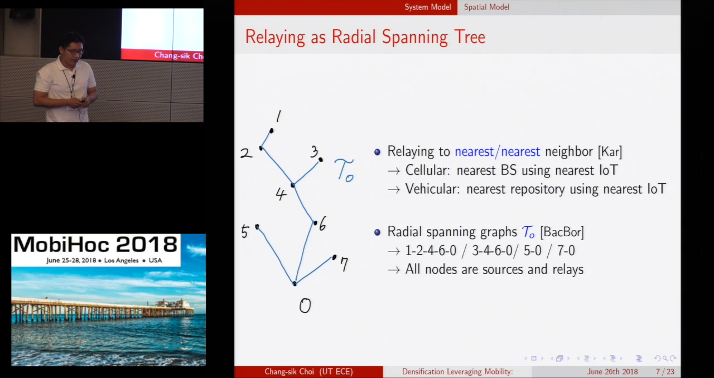And the relay is characterized as a radial spanning tree, and we consider the simplest one, which is nearest neighbor. Where in the cellular architecture, the IoT data is relayed to the nearest base station using the nearest IoT devices, in the vehicular architecture, the IoT data is relayed to the nearest repository using the nearest IoT devices. And this relay is mathematically characterized as a radial spanning tree, and some results are known for the simple case. And remember that all the nodes are both sources and relays.